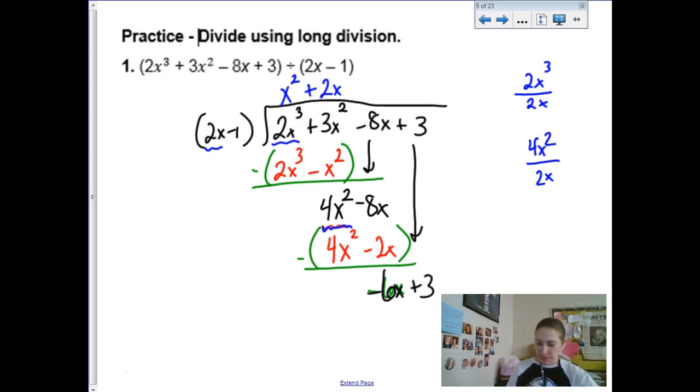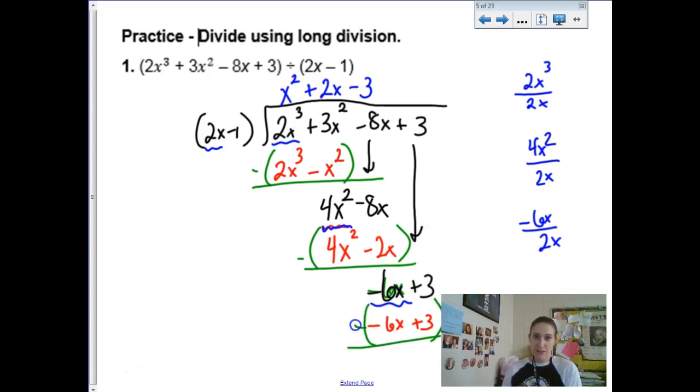Okay, keep dividing. I have a new lead term. This time it's negative 6x being divided by the 2x, which is negative 3. And now we take that negative 3 and multiply it by our divisor. So negative 3 times 2x minus 1 is negative 6x plus 3. And then remember, we're subtracting that. So lead term cancels, and turns out there is no remainder in this case. So your quotient is just simply x squared plus 2x minus 3.